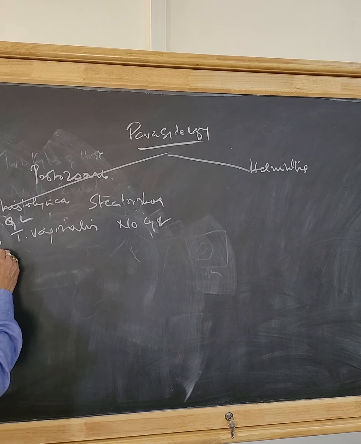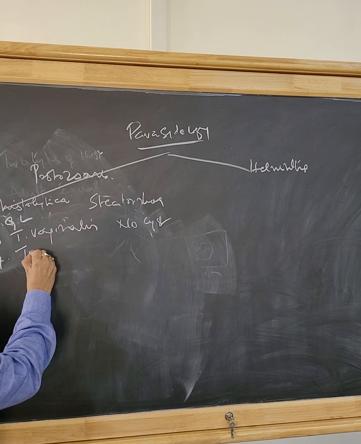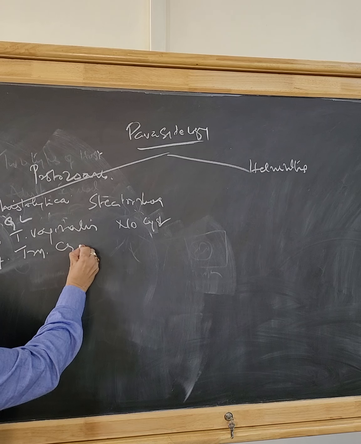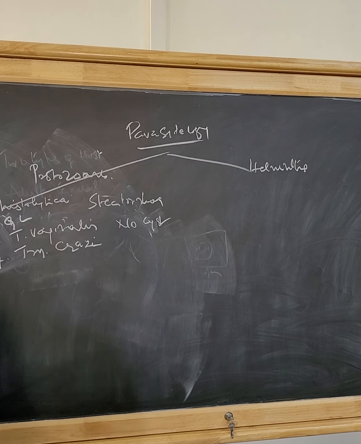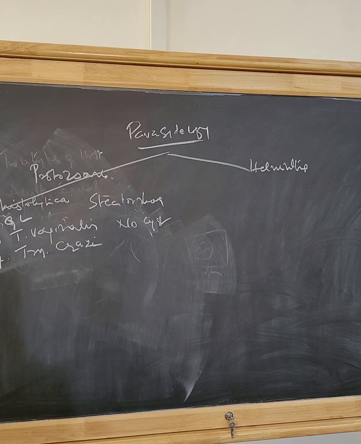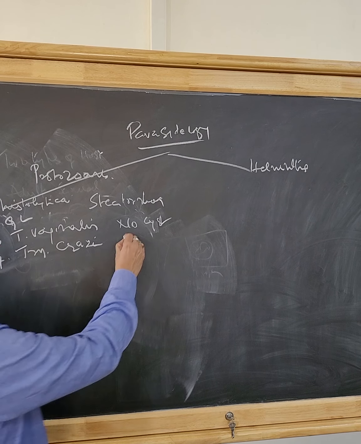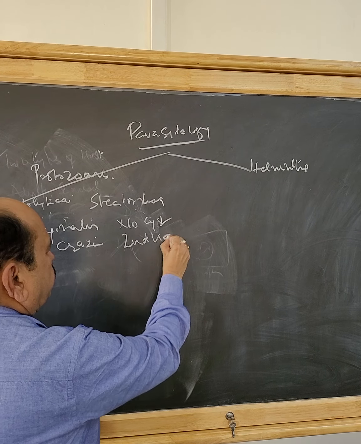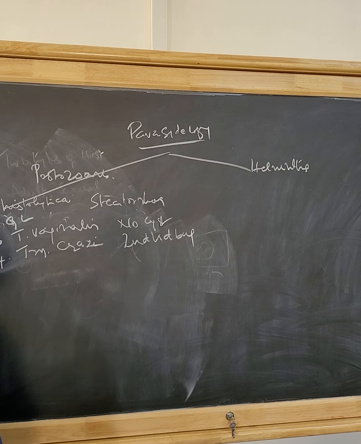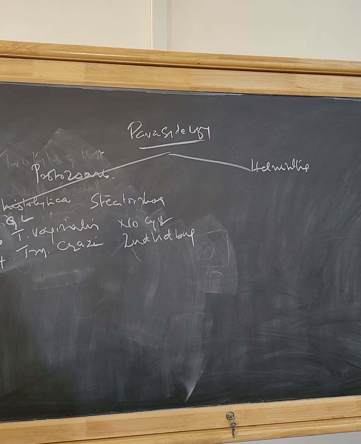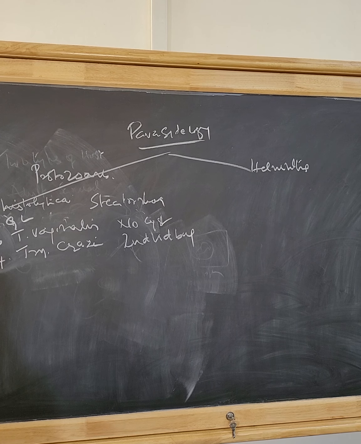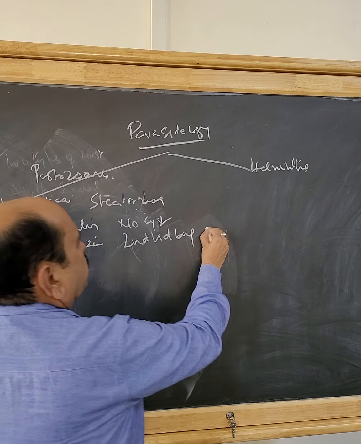Now, the fourth parasite in this group is Trypanosoma cruzi. Man gets infected by the bite of the reduviid bug. It gives rise to Chagas disease.